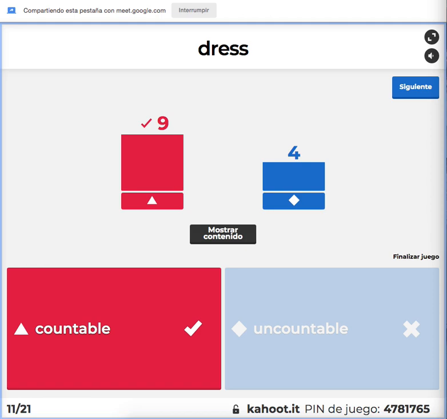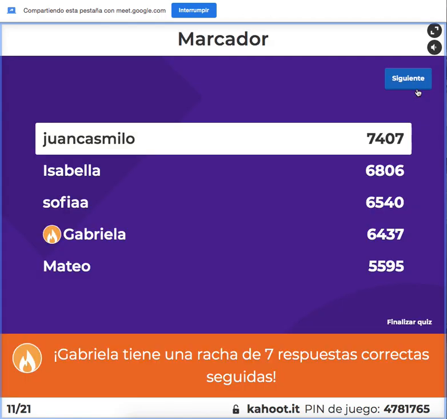What is the plural form of dress? Who can tell me? The plural form of dress? Dresses. So, you can use numbers, you can count the amount. You can say, I have 5 beautiful dresses. So, yeah, countable, very good. Let's continue.